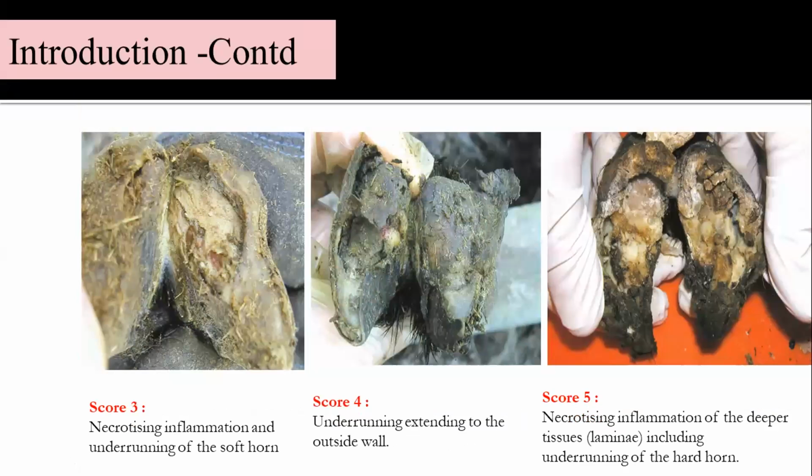Now coming to score 3, you can see there is underrunning, necrotizing inflammation and underrunning. There is separation of the hoof from the underlying soft tissue. Now coming to score 4, you can see that this underrunning extends to the outer side of the wall, and ultimately in severe cases, when the lesion score is 5, there is total separation of the hoof from the underlying soft tissue. The deeper tissues like the lamina are affected.